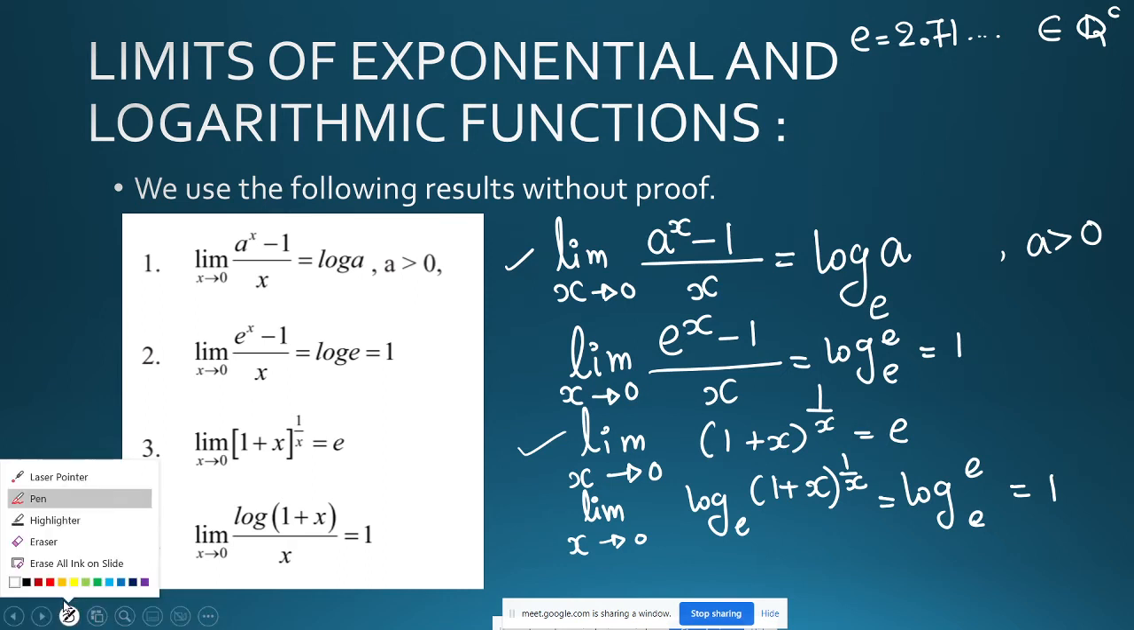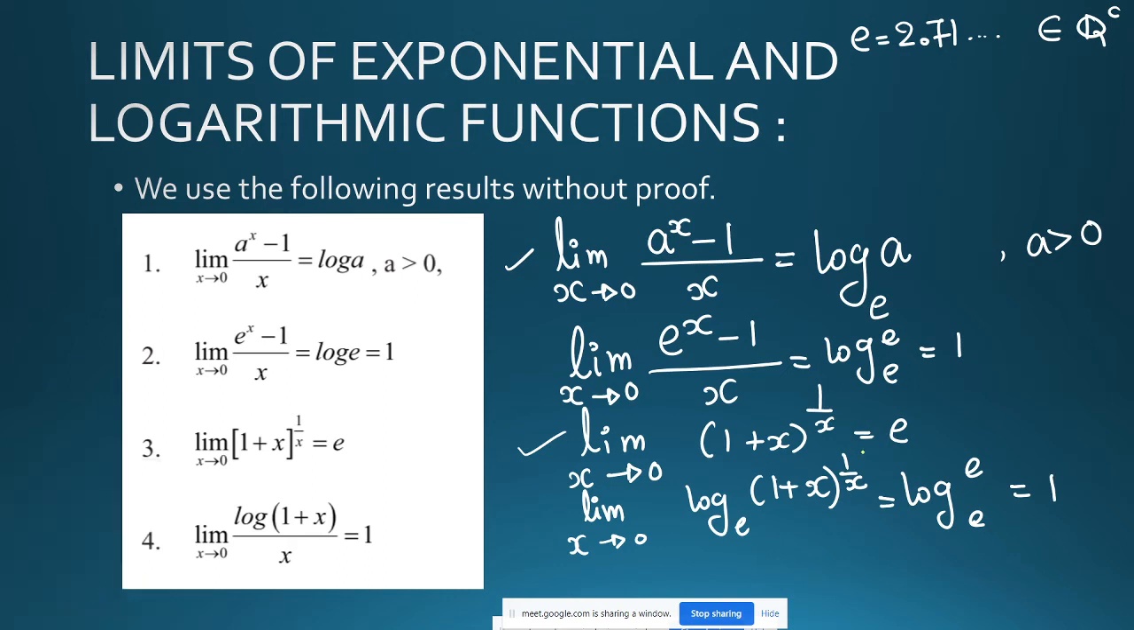Also, by the property of the logarithm, this 1 by x is in the power, so it should come as a multiplication. So what I'll write, I just remove this part from this and I'll write it like 1 by x. Right? That becomes formula number 4. I request all of you to note down these 4 formulas, because without these formulas, the rest of the part could not be done. You should be thorough with these formulas to solve the problems.